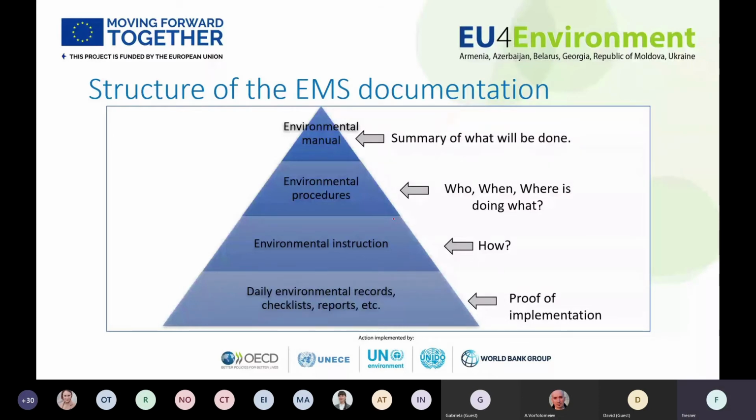So manual, generic level, procedures to detail the activities addressed in the manual, then very detailed instructions for the areas which need them. And on the base level, we have records, checklists, reports, which can act as proof of implementation.